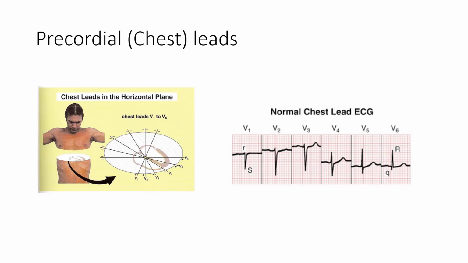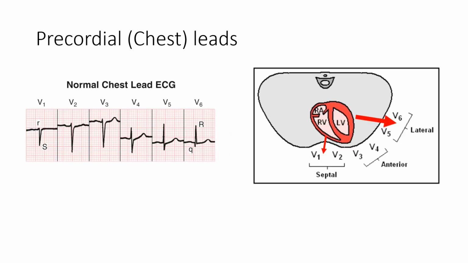With that in mind, we recall that V1 through V6 has a characteristic movement from a small R wave to a large dominant R wave by the time we get to V6. Recall that V1 and V2 are situated to pick up septal depolarization, which generally occurs before the rest of the ventricle. Consequently, in lead V1, we can see that there is a small R wave.